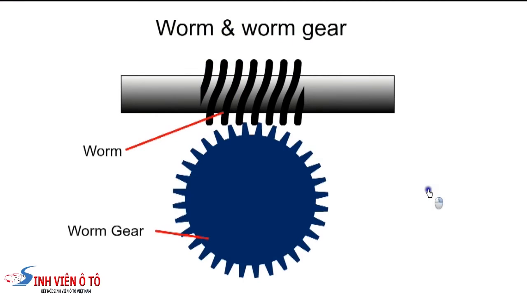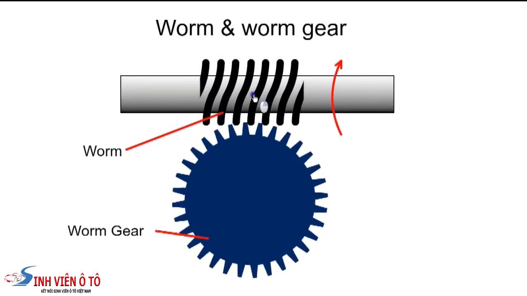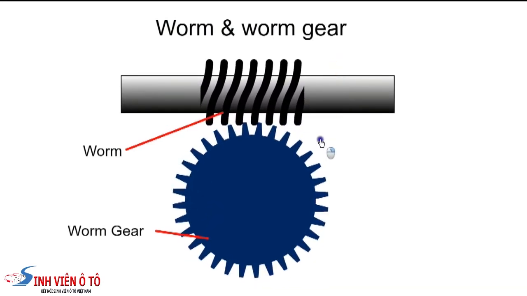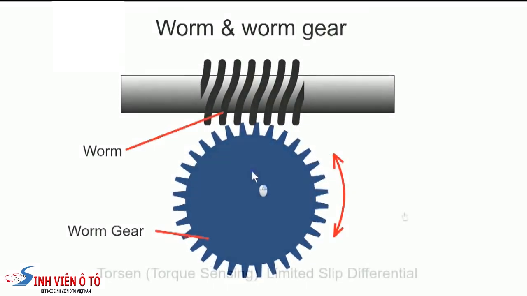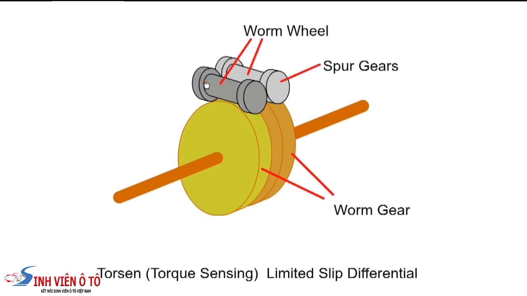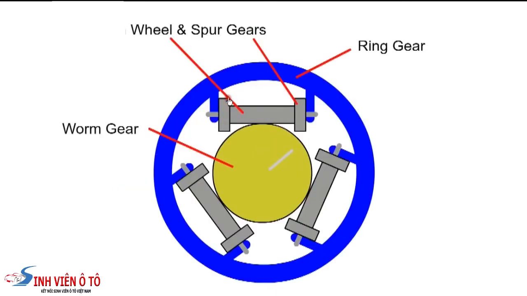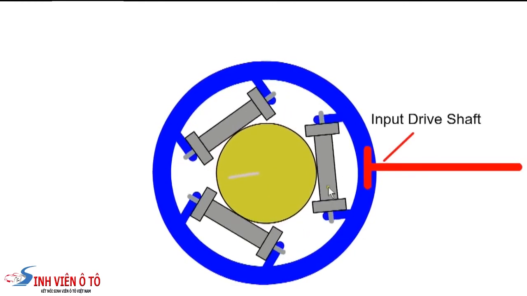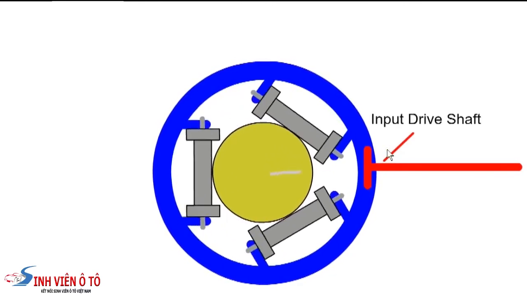The word torsion is derived from torque sensing. The principle is based on a worm and worm gear. When the worm is rotated, it drives the worm gear, but the gear cannot drive the worm. The torsion consists of a worm gear attached to the half shaft. This gear is meshed with a worm wheel that has spur gears at the ends. Here we show one set of worm wheels, but in practice there are a total of 3. When travelling in a straight line, the crown gear rotates and drives both half shafts at the same speed via the worms.